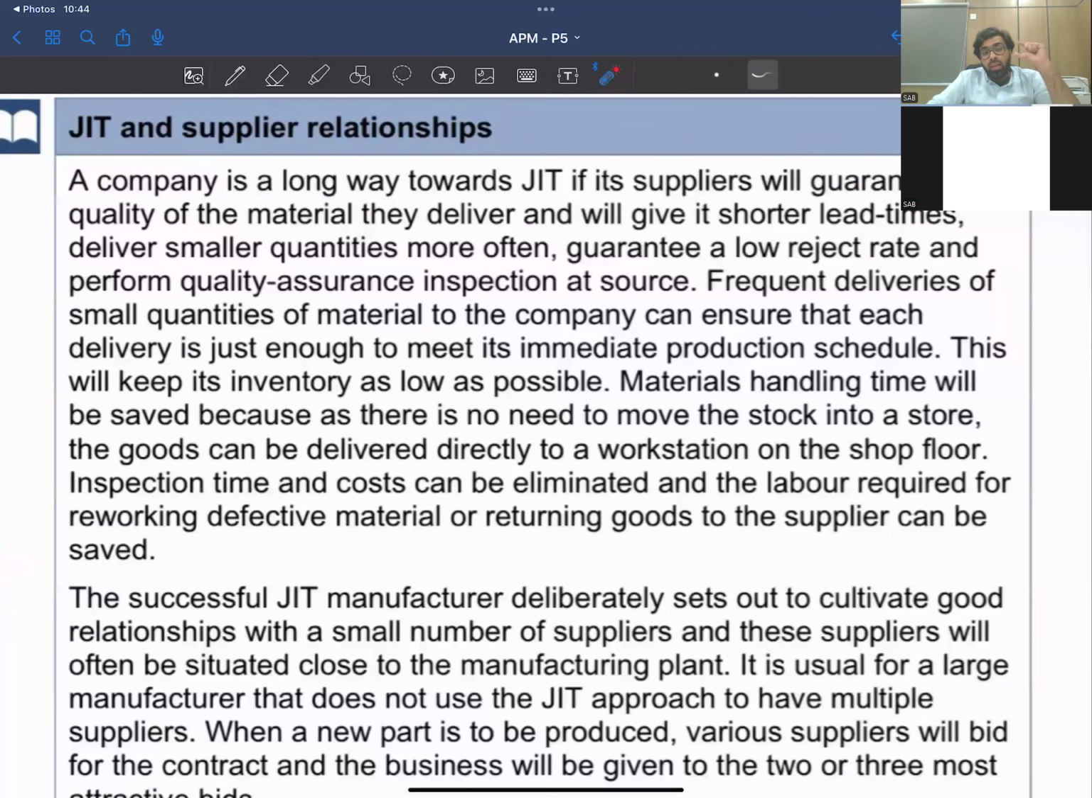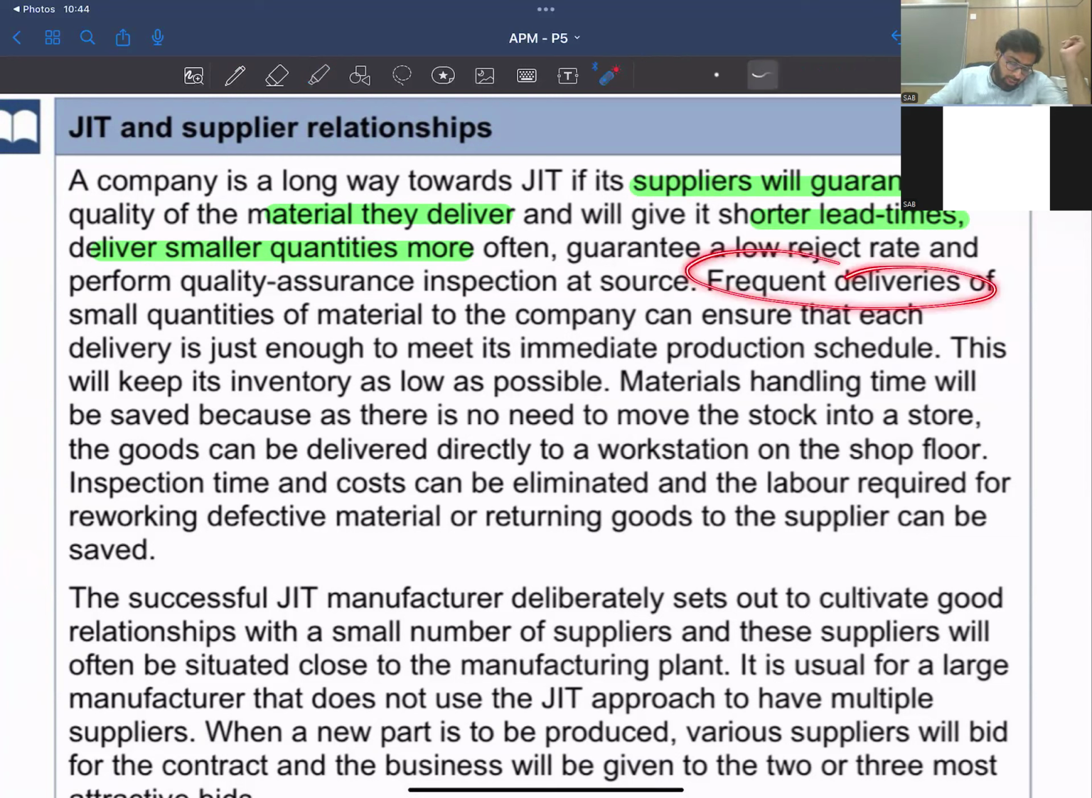A company will perform JIT if the supplier has provided the guarantee that they won't ditch, because you are totally dependent on your supplier, right? If they give you short lead times, you're fine. If they deliver the material on time, they are fine. And if they deliver in small quantities, that's also fine, so that you can produce and you cannot stop your production, right?